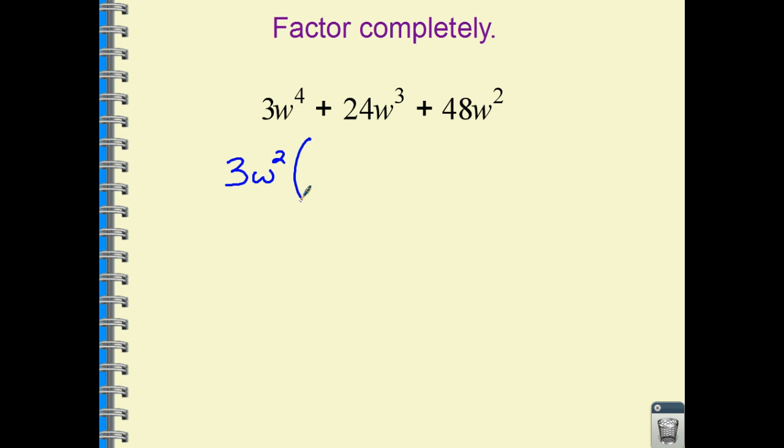And then let's go back in. So 3W squared times W squared would get me my first term, plus 8W, because W squared times W gets me my W cubed, and then plus 16, and that will finish it off on that line.